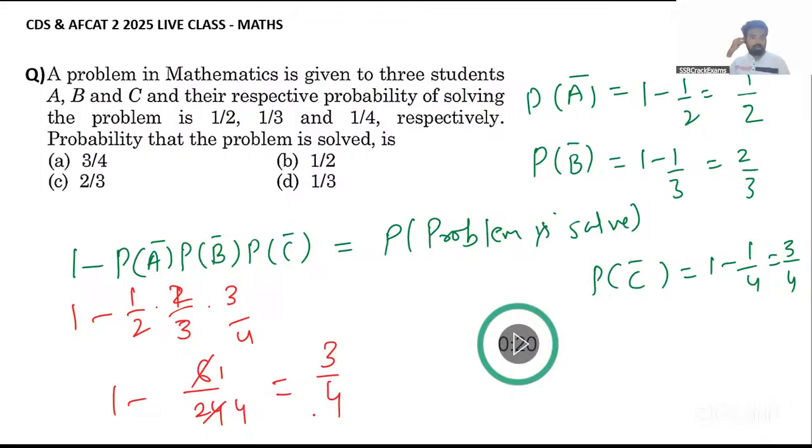Okay, these two questions were easy. In probability, I already told you there will not be questions of too much length. There will always be one or two liner questions, three liner at most.